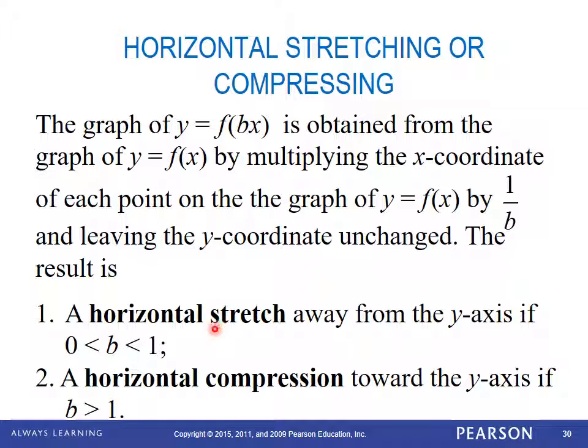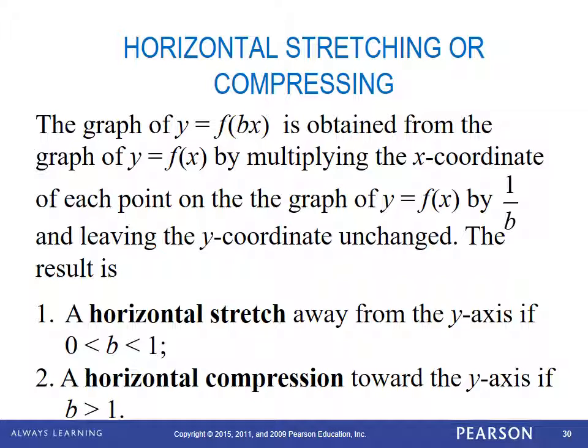This one works opposite of what we would normally think. Just like, remember how in the horizontal shifts, it was always the opposite way, right? If it's x minus 1, you move off to the right. x plus 2 moves off to the left. This one, same thing here. A horizontal stretch actually means b is between 0 and 1. But a horizontal compression happens when b is actually greater than 1. So the exact opposite of the vertical stretching and compression.